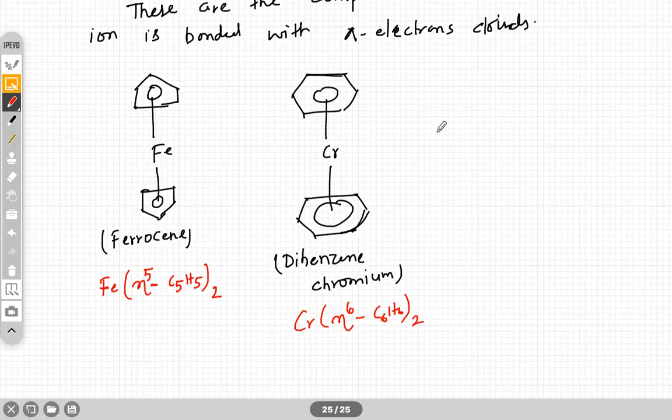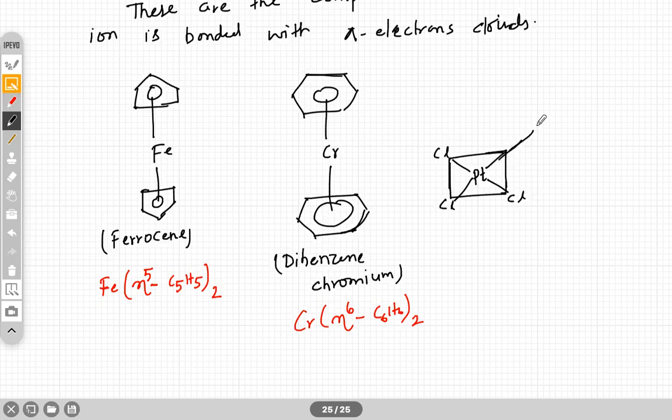Another example you see. We have a cyclic compound, platinum. Here we have chlorine, chlorine, chlorine. Metal is this, and the fourth ligand is this one, carbon with two hydrogen, CH2.